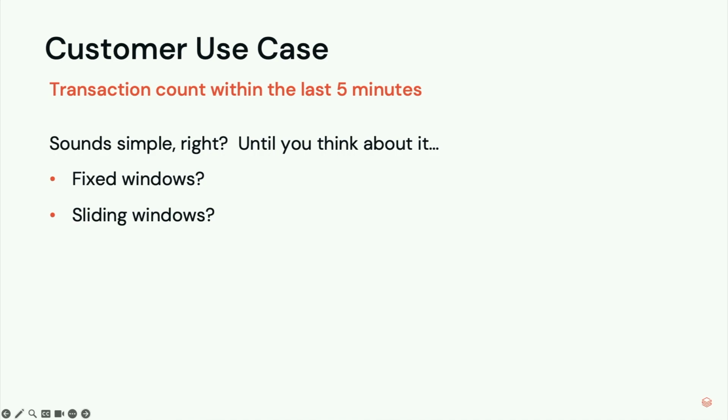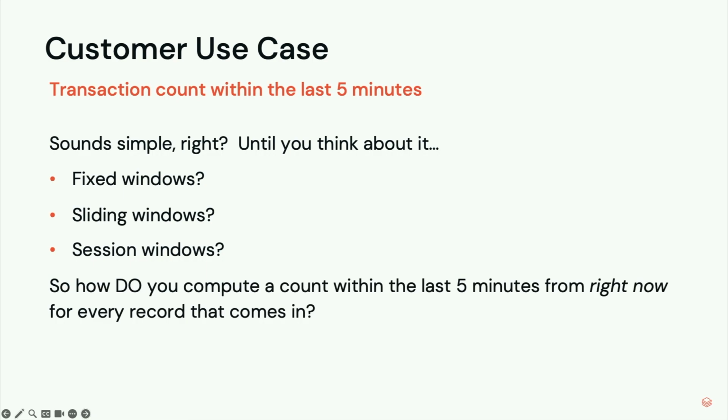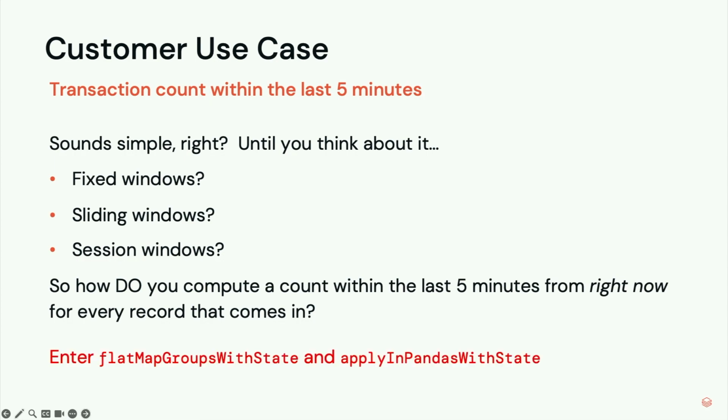Now, Spark Structured Streaming has something called session windows. But again, session windows arbitrarily grow until no more records are received and then emit an output. So that's not going to work either. So actually, how the heck do you calculate from the last 5 minutes from right now? How do you do that? And that is where flatMapGroupsWithState and applying pandas with state comes in. So this is the example that I'm going to show you as we step through the presentation.